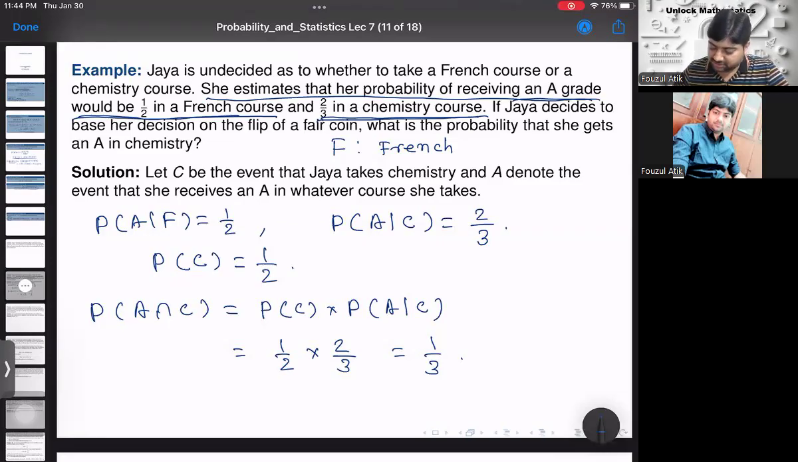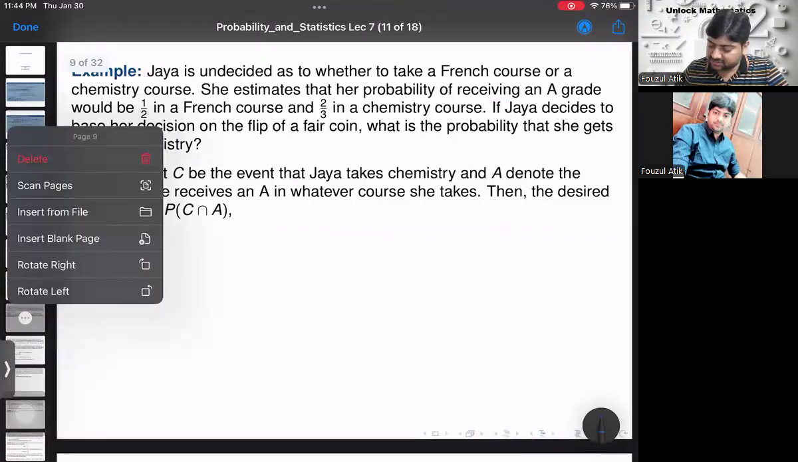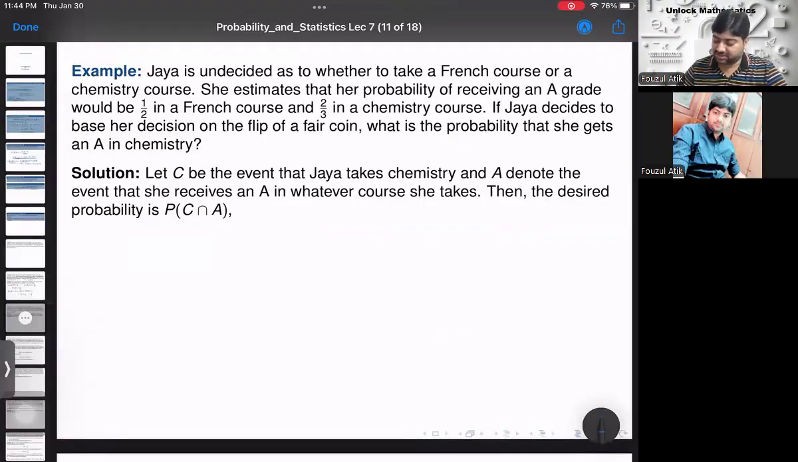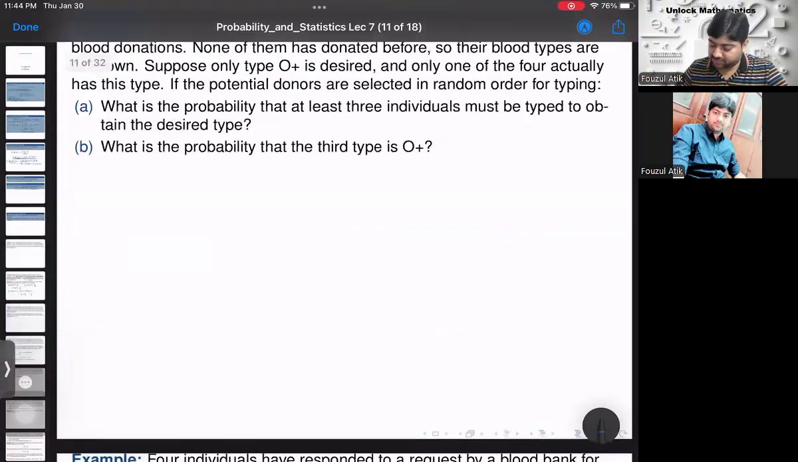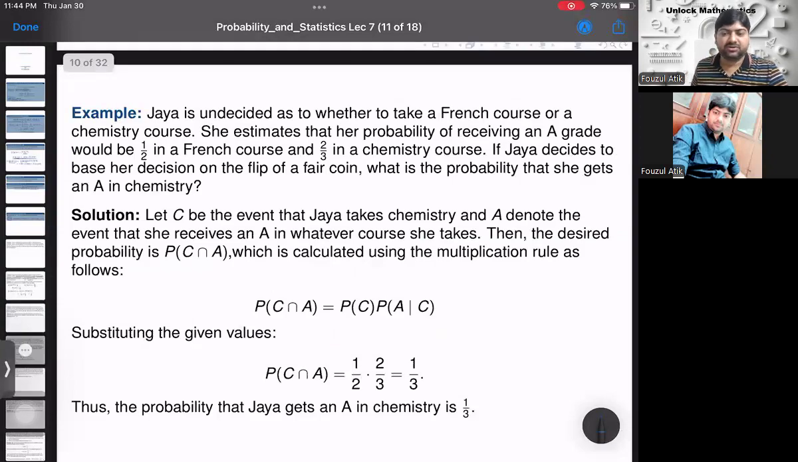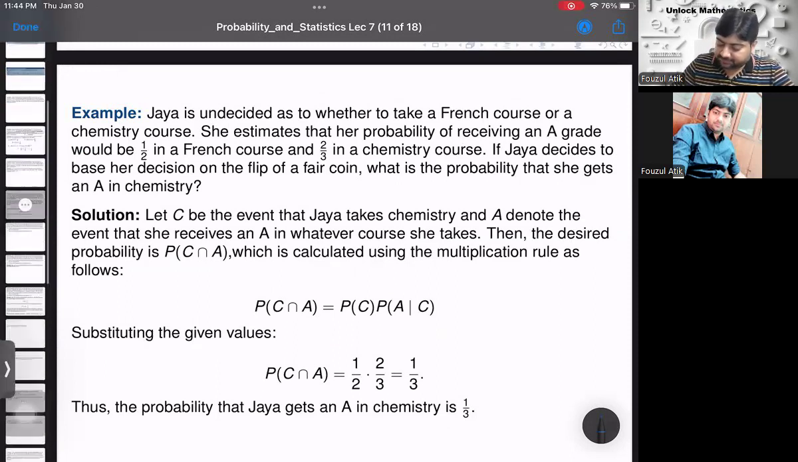Let me move to the next question. This question was already discussed, and you can just take a snap of the full solution. We already discussed it, but still if you think so, you may keep a snap of it. Okay. Now I'll discuss another problem.